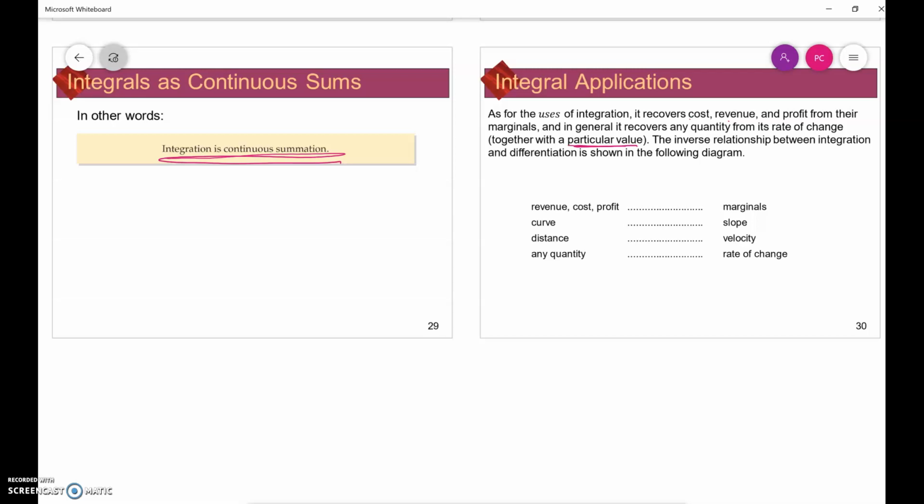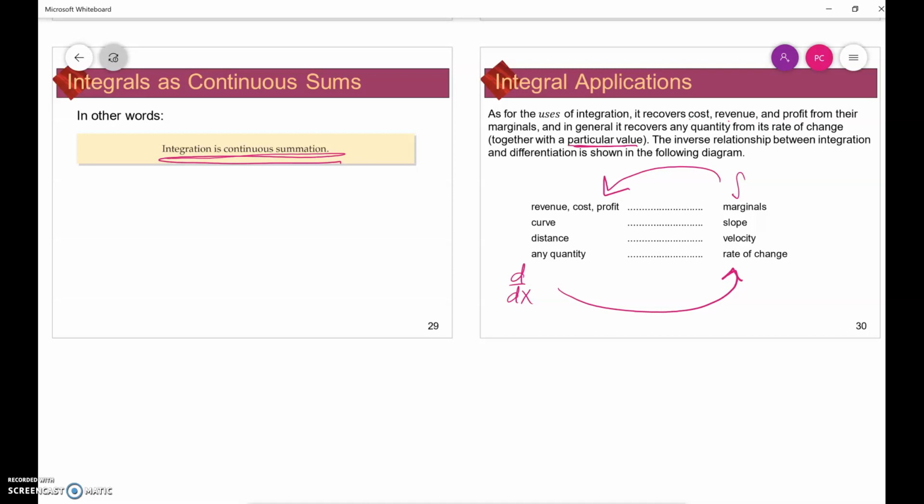We've got revenue, cost, and profit and their marginals. So if we take the integrals of the marginals, we get revenue, cost, or profit. The integral of the slope gives us the curve. The integral of velocity would give us distance. And the integral of any rate of change would give us any quantity. Okay? And vice versa, if you take the derivative of any of these, you're going to end up with the other side. Okay? So it's a continuous loop that works either way.